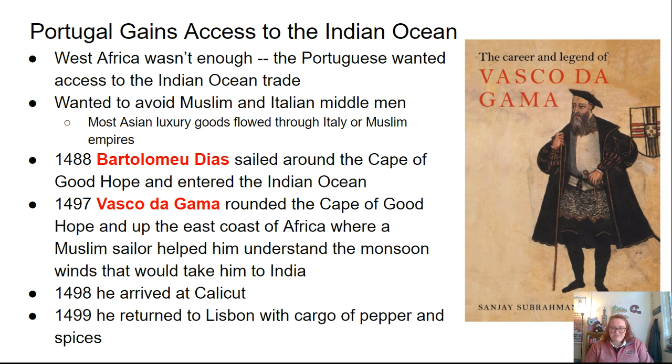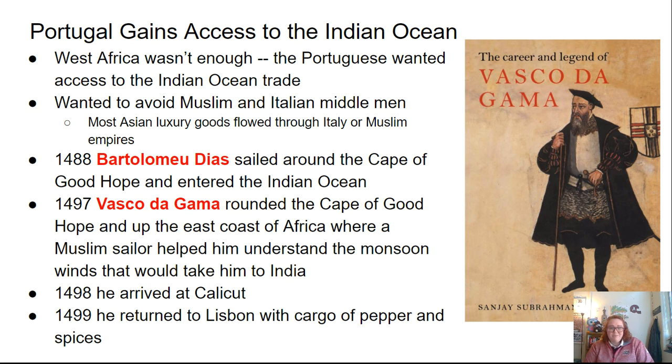All right, so the Portuguese ultimately gained access to the Indian Ocean. So West Africa was not enough. The Portuguese wanted the Indian Ocean. The spices, hello. They wanted to avoid Muslim and Italian middlemen. So they had to go through Italy and into the Middle East. So in 1488, Bartholomew Diaz sailed around the Cape of Good Hope and entered the Indian Ocean.